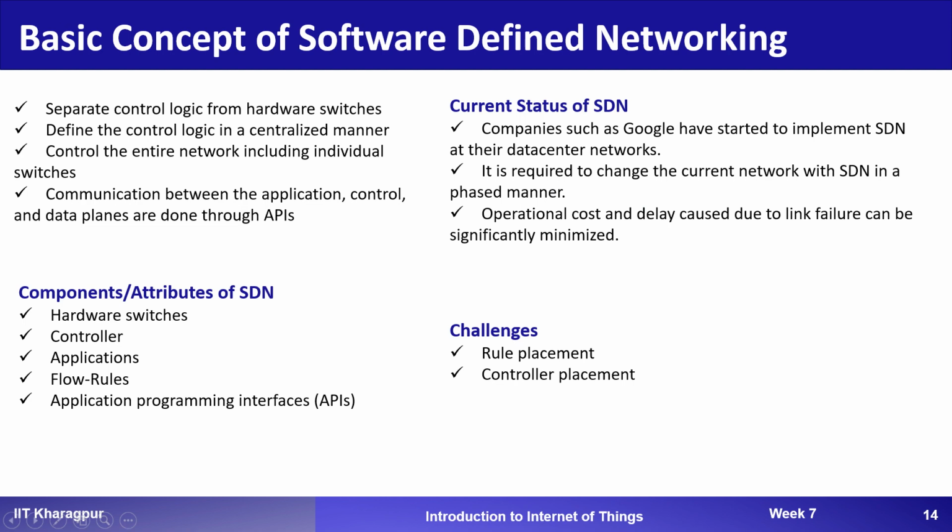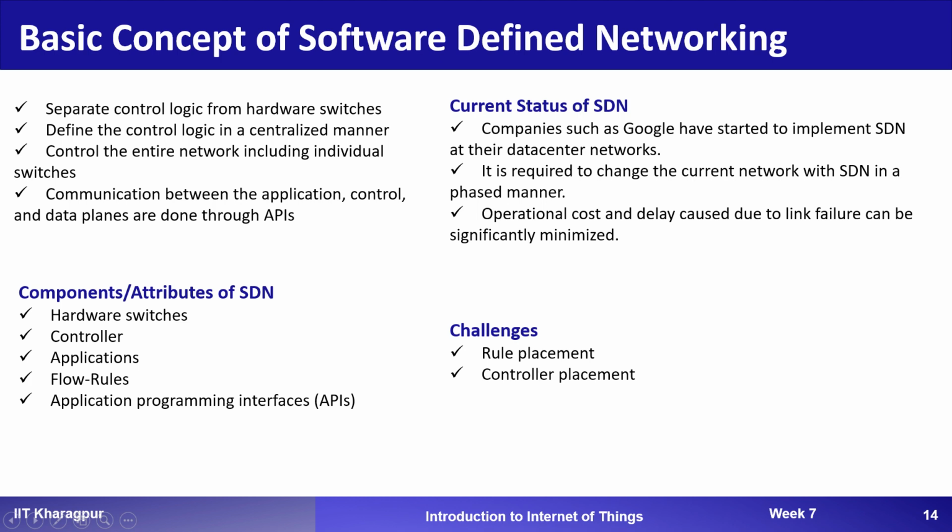Now in case of your SDN, we separate the control logic from the hardware switches, and define the control logic in a centralized manner to prevent multiple modifications in the network in case your hardware is corrupted. It controls the entire network including the individual switches. So this centralized controller is going to control the entire network, and the communication between the application, control and data planes takes place with the help of APIs. So we will discuss these APIs later.